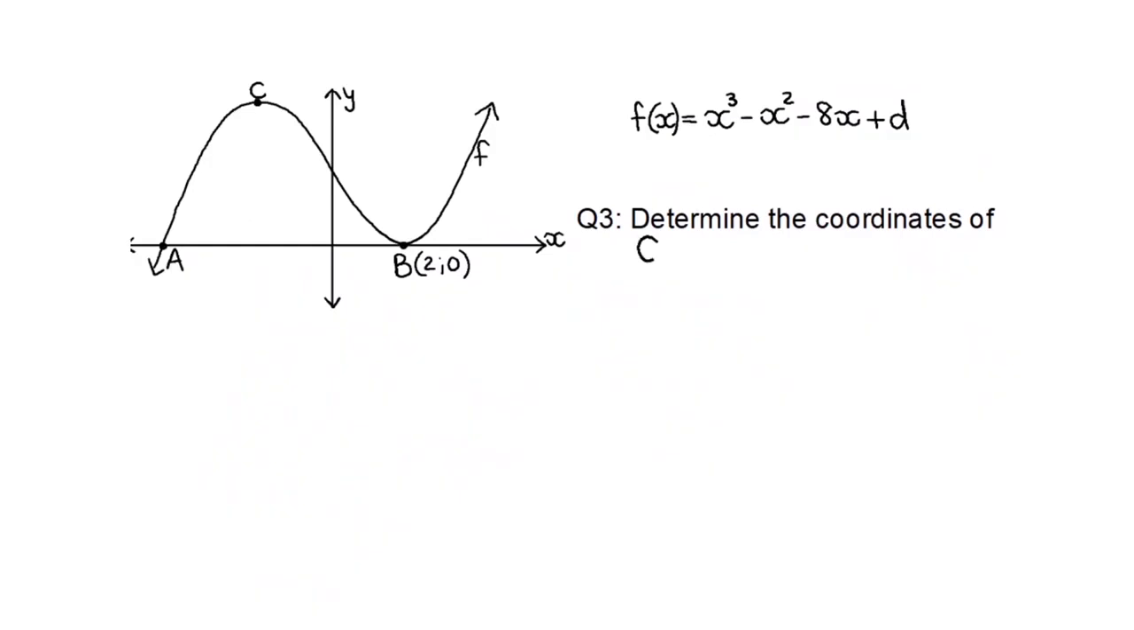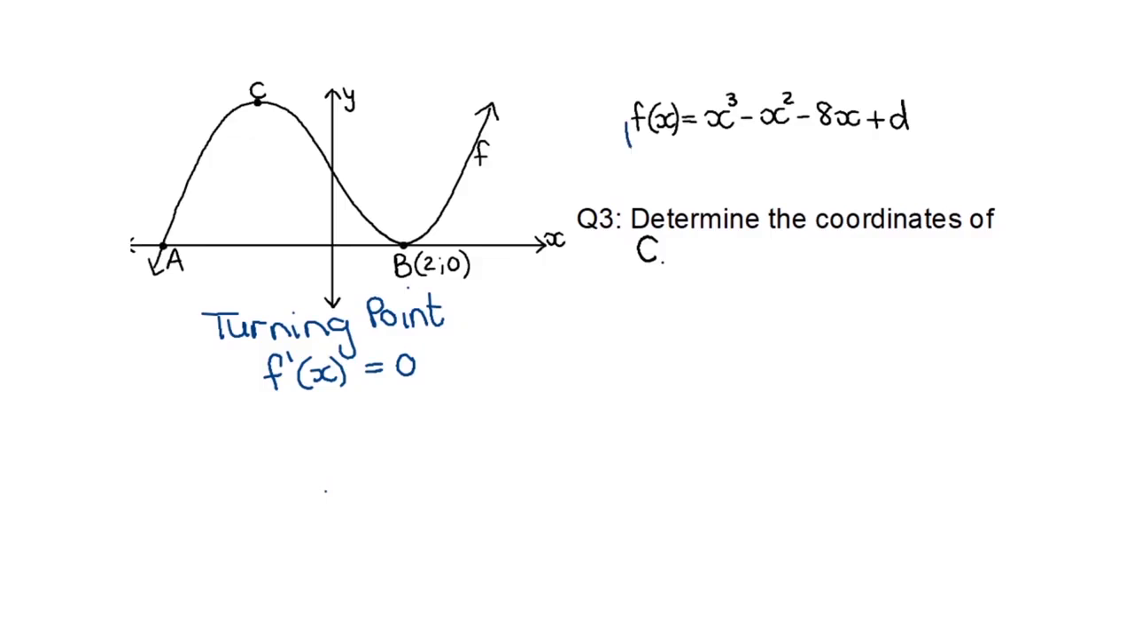Question 3, determine the coordinates of point C. Now, if I look at my sketch, I'll see point C is a turning point. So in other words, I actually have to determine the turning points. Okay, what do we know about turning points? We know at the turning point, the derivative will be equal to 0, because at the turning point, the gradient is equal to 0. So the derivative must be equal to 0.